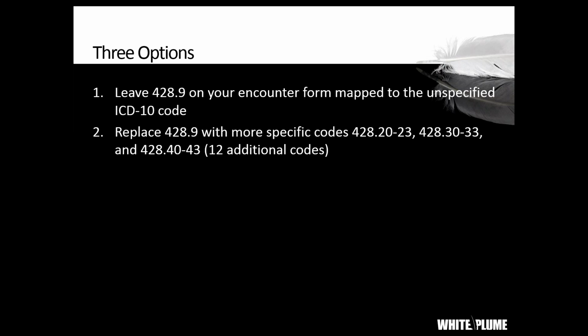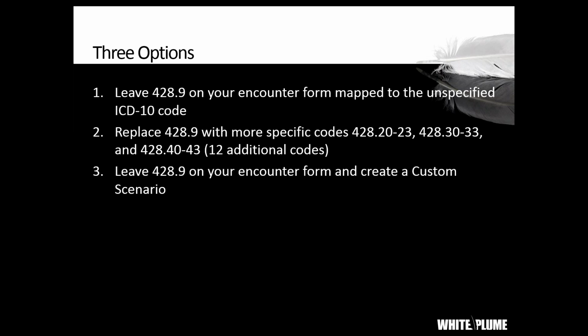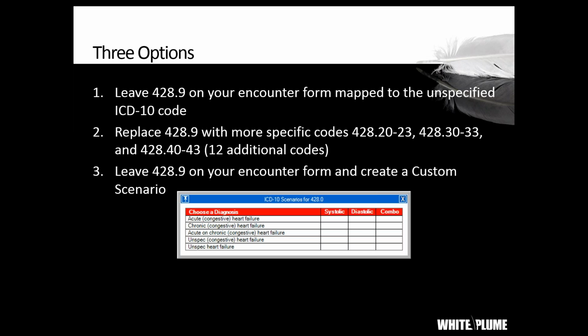What I like the best is somewhere in between, that says, if I'm using that code today and it's not causing me a negative outcome in ICD-9, I'm going to leave that on my encounter form. But I don't want to use those unspecified codes in ICD-10. So what I'm going to do is create a custom scenario. I'm going to create a custom pop-up so that when I click on that ICD-9 code, the choices that I get include the more specific ICD-10 codes.